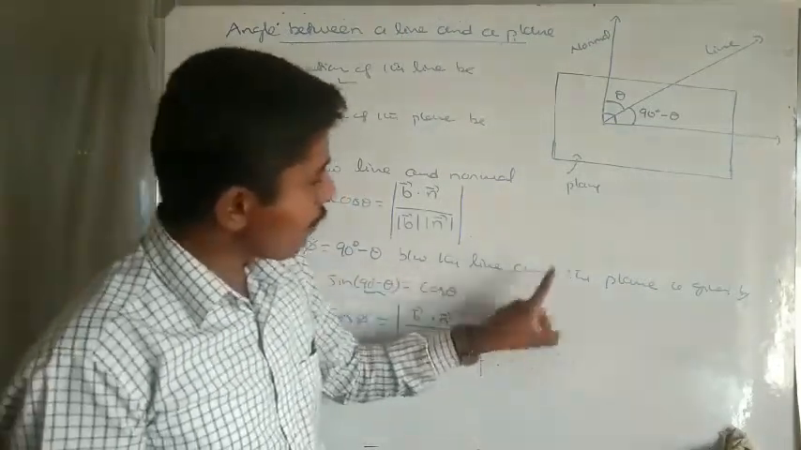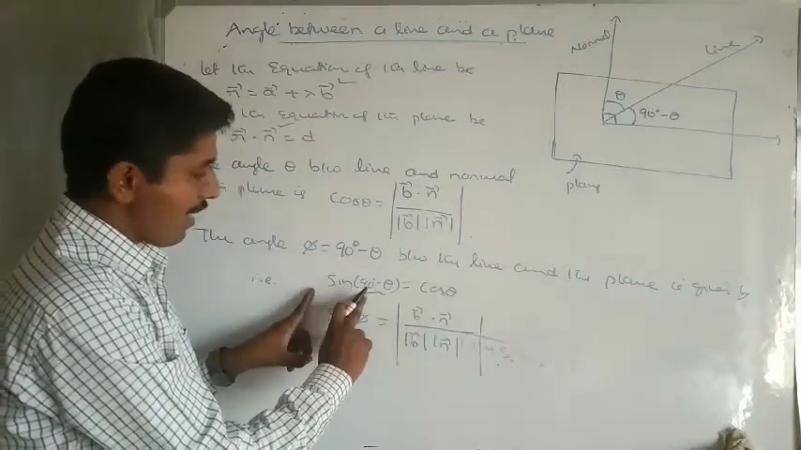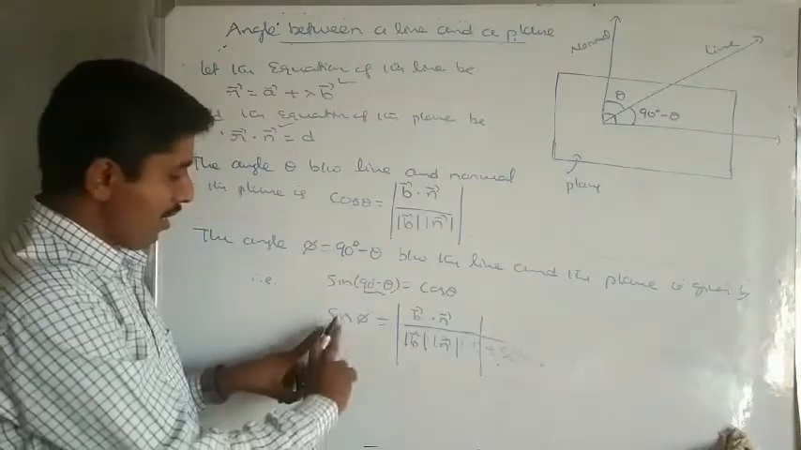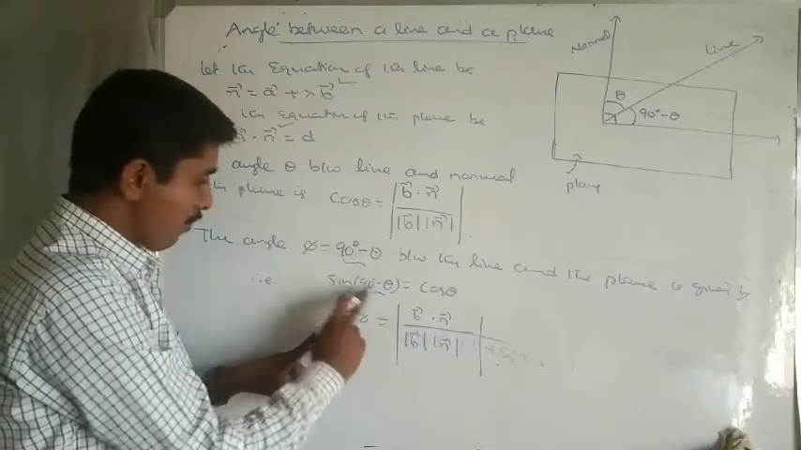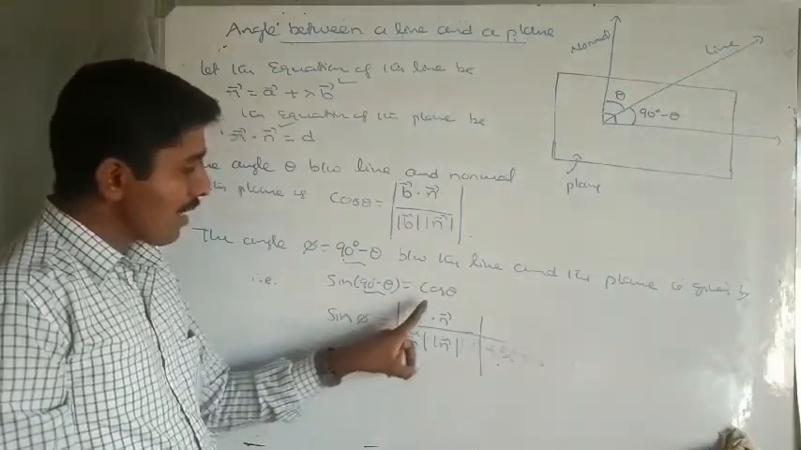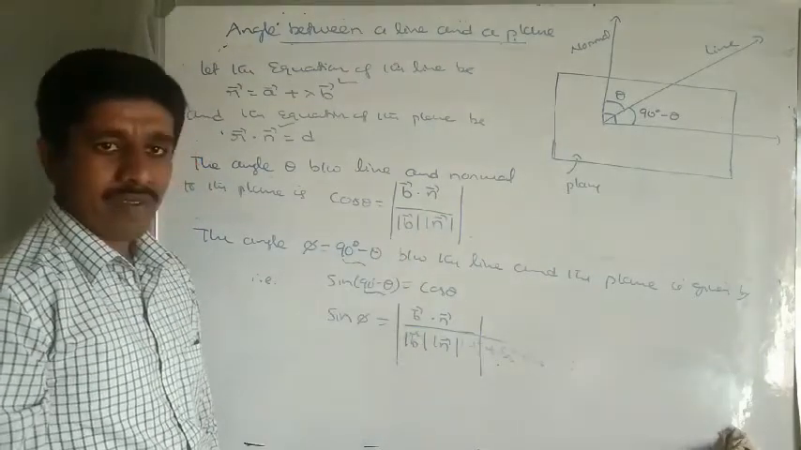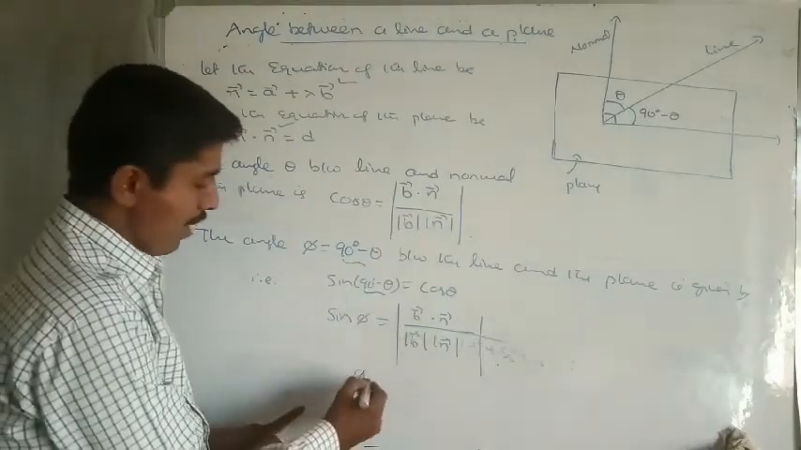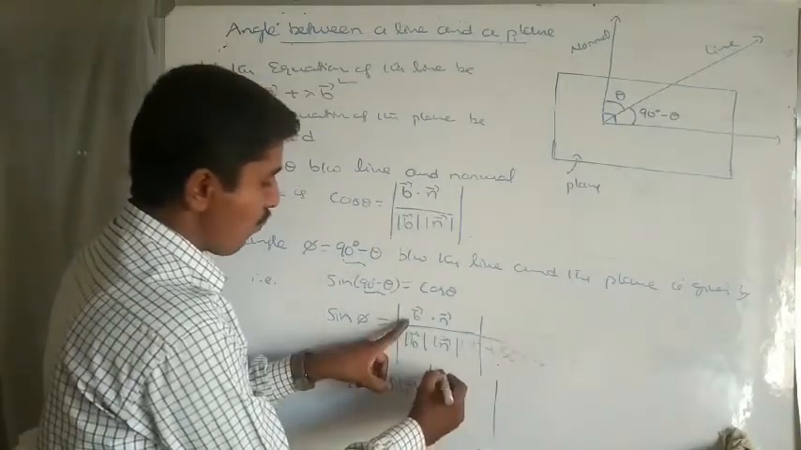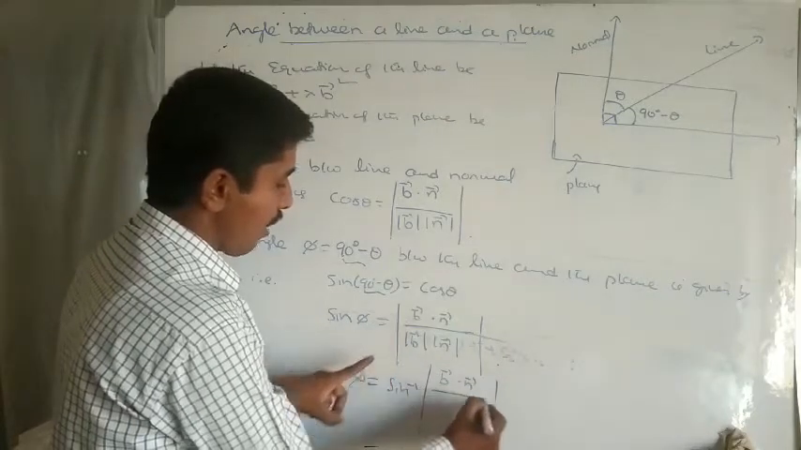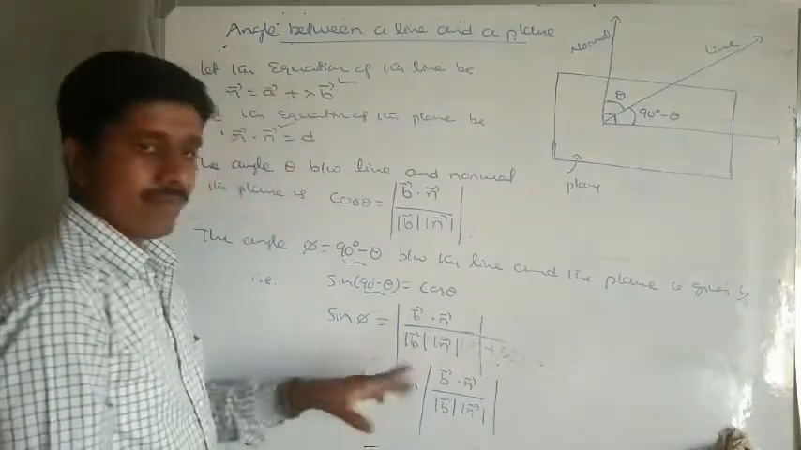The angle between the line and the plane is given by cos theta in terms of sine of 90 minus theta. Got it? We are going to find this angle. 90 minus theta is equal to phi. Sine phi is equal to cos theta, vector b dot vector n divided by magnitude of vector b magnitude of vector n. How to find phi? Phi is equal to sine inverse of modulus of vector b dot vector n divided by magnitude of vector b into magnitude of vector n. Got it.